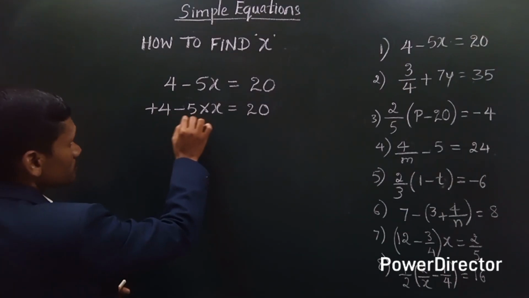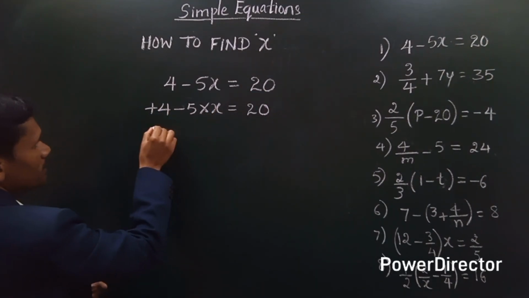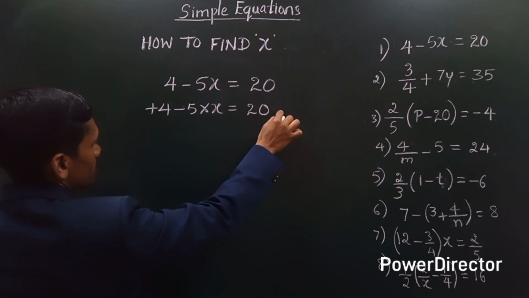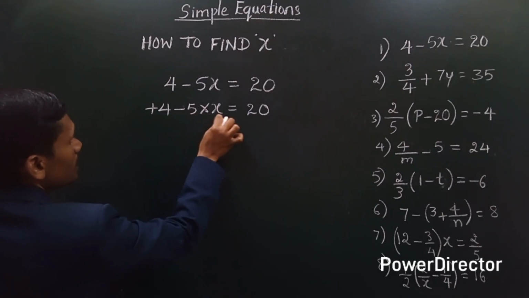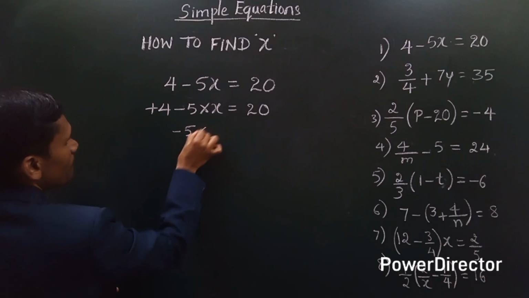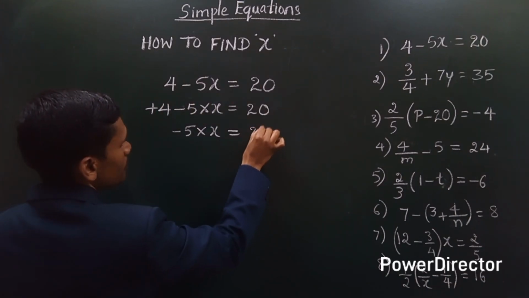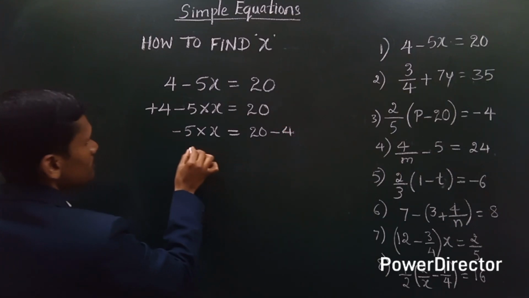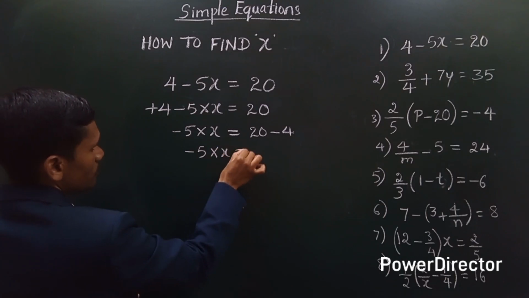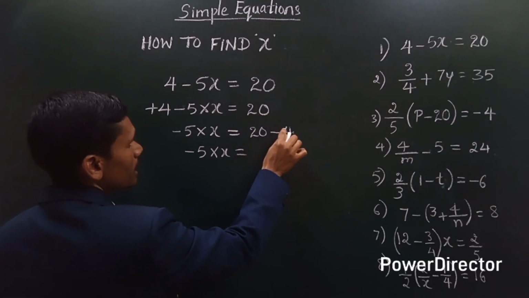Only the positive or negative sign will change when you send it to the other side. So this plus 4 becomes minus 4 if you take it and write it this side, right? The remaining you write as it is: minus 5 into x as it is. This 4, if you transpose, becomes 20 minus 4, right? In the beginning you follow one or two extra steps, no problem. 20 minus 4 is how much?